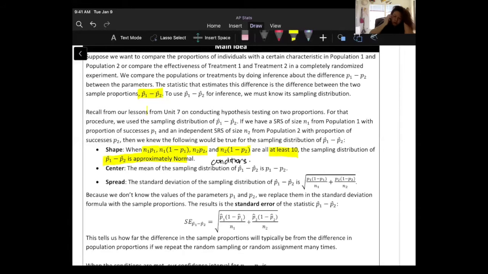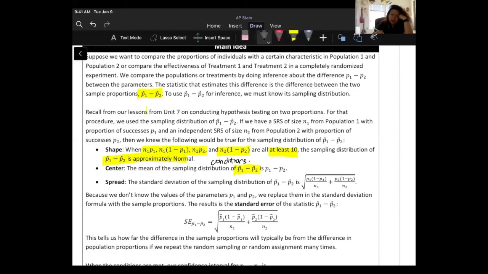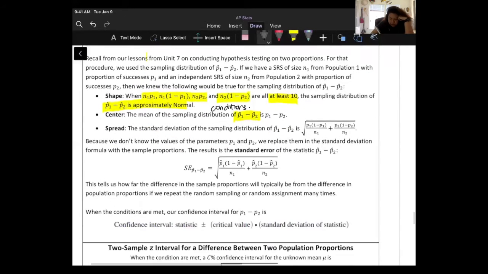Our center, meaning the middle of our graph, is given by p hat 1 minus p hat 2. This is going to be our point estimate. For our confidence intervals, this is our point estimate. The standard deviation, meaning how spread out our graph is going to look, is given by this equation: the square root of p hat 1 times 1 minus p hat 1 over n1, plus p hat 2 times 1 minus p hat 2 over n2. And we're using this one because it's a sample.